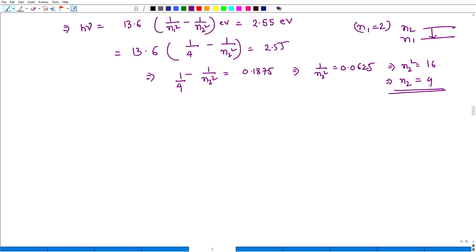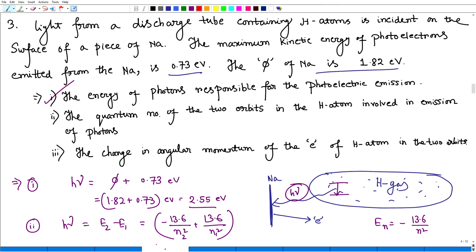So, n2 is actually 4. So, it's clear that it's correct, because it's coming exactly correct. So the transition is occurring from n equals 4 to n equals 2. That's our second question. What was our third question? It's also already answered. The change in angular momentum of the electron between the two orbits.